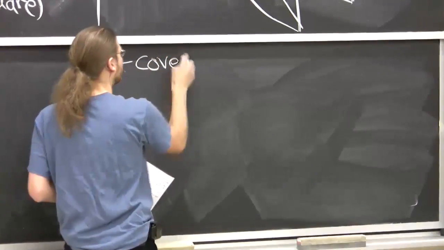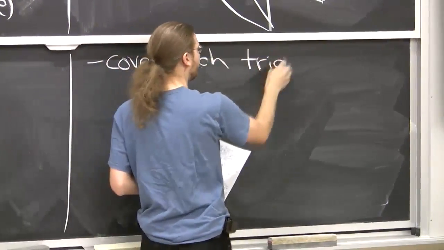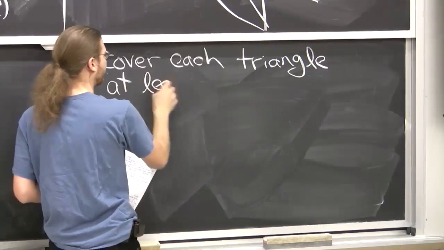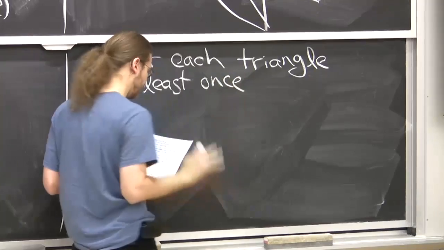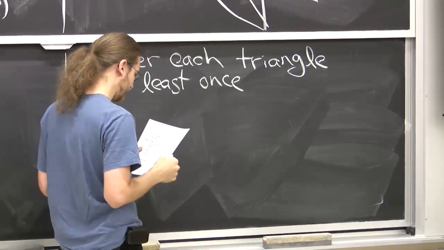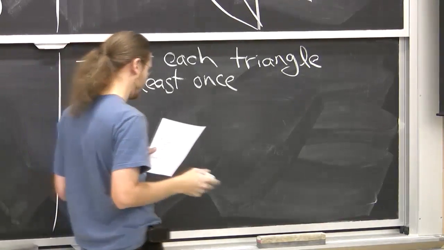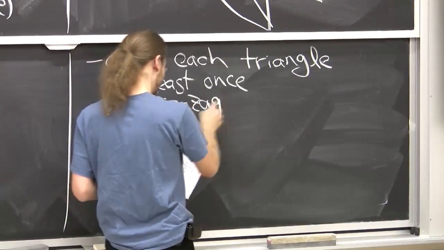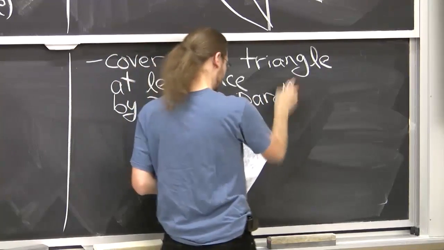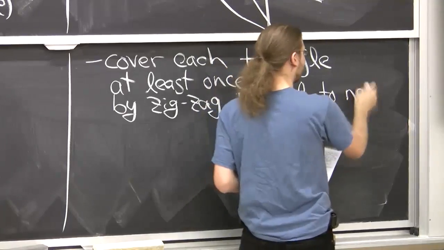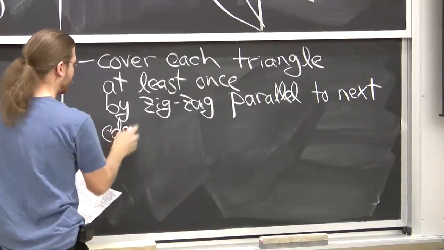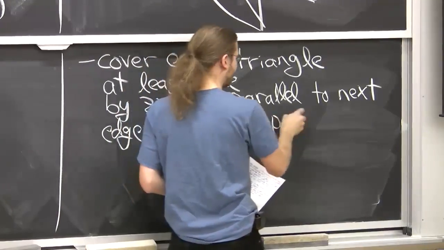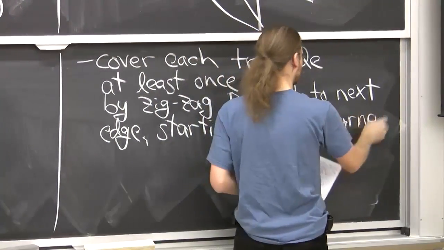So that's what we're going to do. Cover each of these triangles in some order. We're going to cover each one at least once, possibly more if we're not careful. For starters, we'll be not careful. And we're going to do this by using a zigzag path, parallel to the next edge, starting from the opposite corner. So some technical details, much easier to see in a picture. So let me draw you a picture.